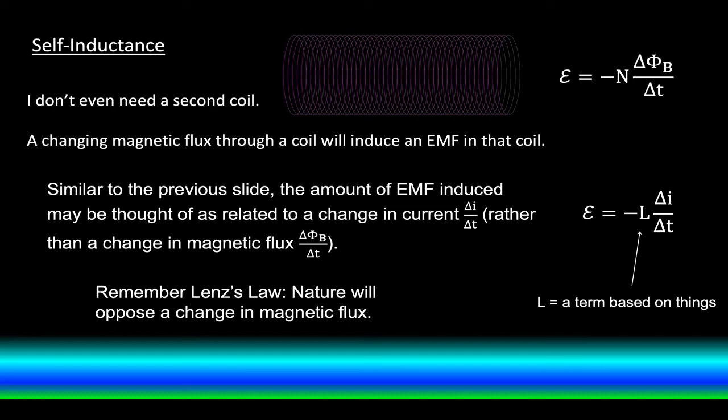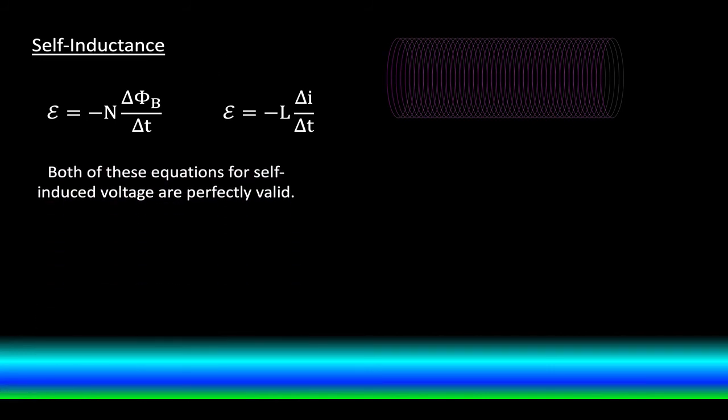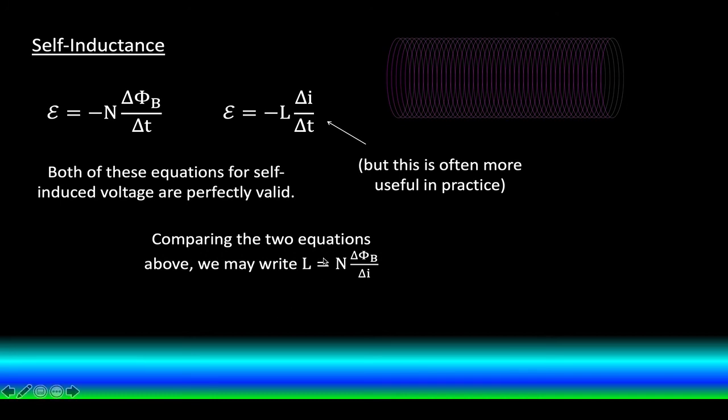Now, remember Lenz's law. Nature is going to oppose a change in magnetic flux. So when I am talking about self-inductance, I could talk about the induced voltage is given by this equation, or I could talk about the induced voltage in this coil is given by this equation. Both of these equations for self-induced voltage are perfectly valid. In practice, though, we're going to see through example problems that this equation will be more useful when we're trying to solve things.